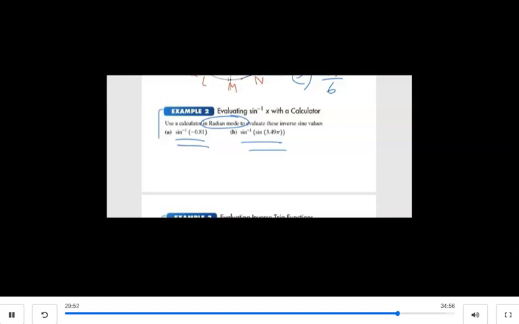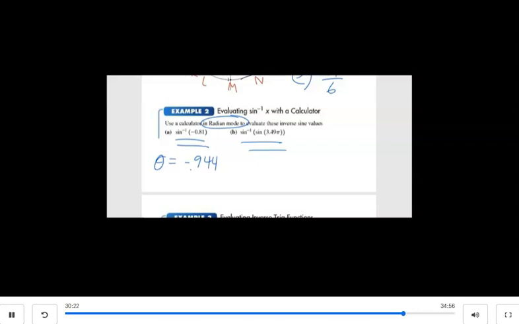So I'll switch my calculator over here. Let's see here. Mode, third one down, switch it to radians, and go back to the home screen. Sine inverse of negative 0.81. And it tells me that my radian, so my angle theta for letter A is negative 0.944. Okay? It's not going to give you an answer in terms of pi.